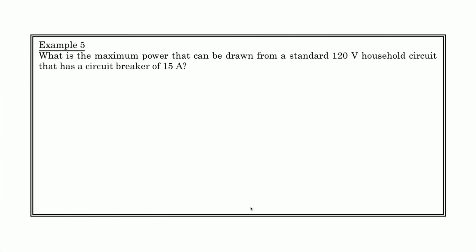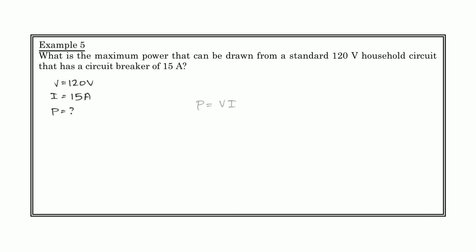So again, let's take a look at a few examples, and these are all very, very straightforward. What's the maximum power that can be drawn from a standard 120 volt household circuit that has a circuit breaker of 15 amps? So our household circuits are usually rated at about 120 volts, except for the oven and maybe even the dryer. A lot of the circuits are rated at 15 amps. Some of them are at 10 amps in the home. But let's say we want to know the maximum power that we can get from 120 volts at 15 amps.